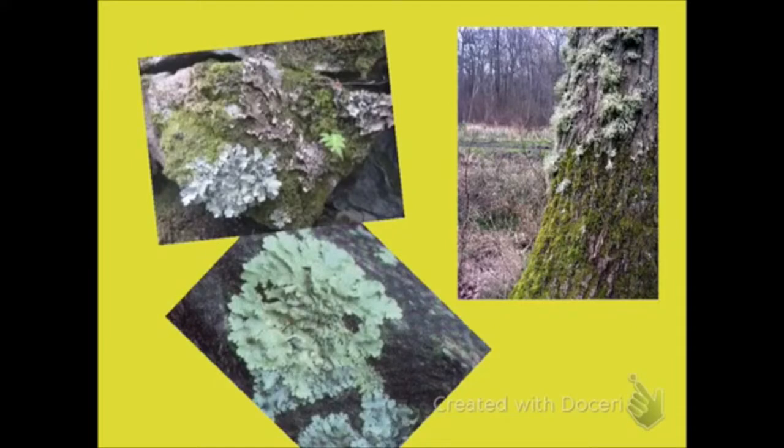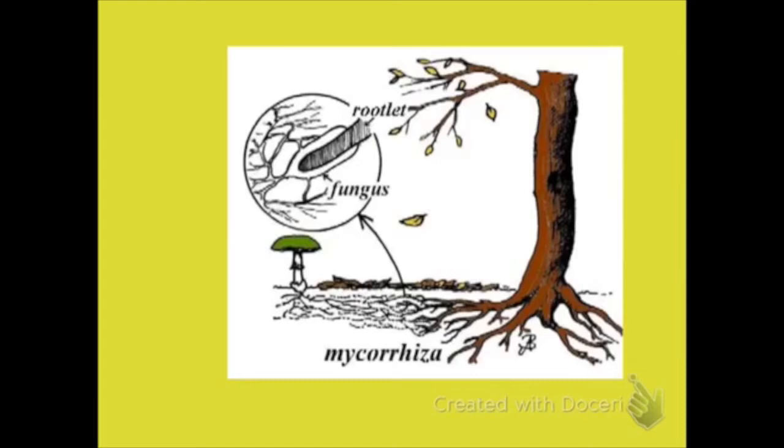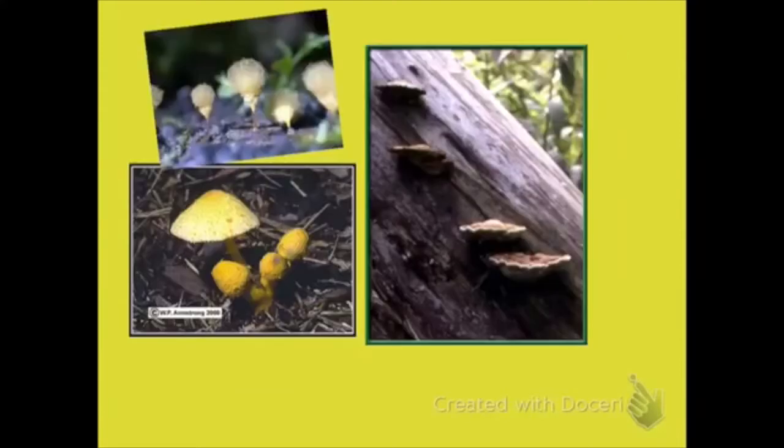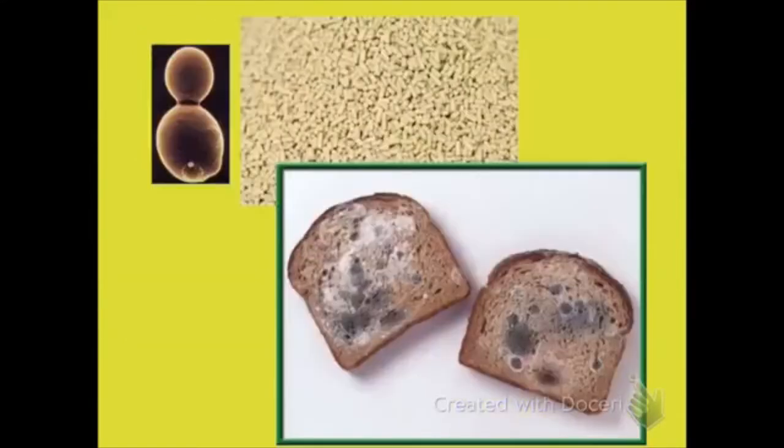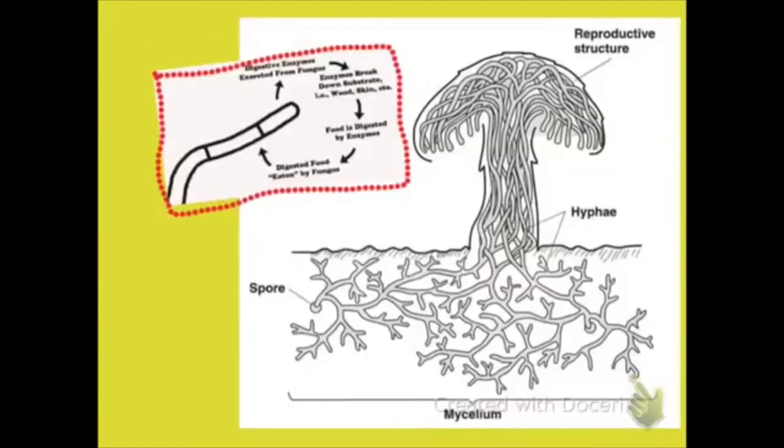Here are some examples of lichen growing on trees. Here's an example of mycorrhiza where mushrooms and fungi have a symbiotic relationship. Mushrooms and plant roots have a symbiotic relationship. Here you have a fungus growing on a tree and eventually will decay it. Bread mold is fungus, and yeast is also fungus, but it's unicellular.